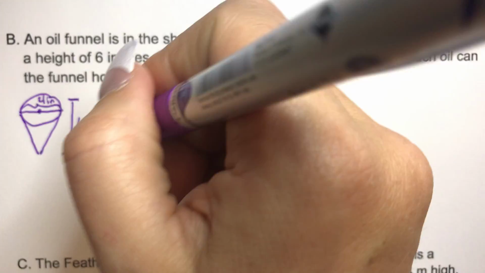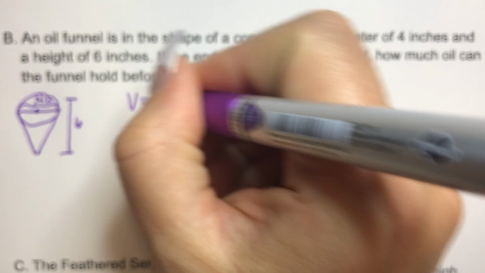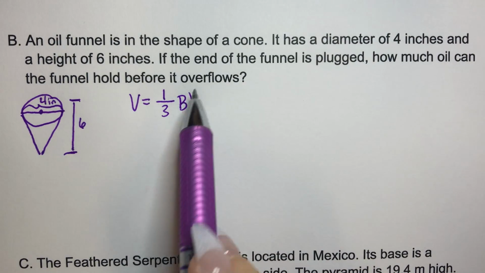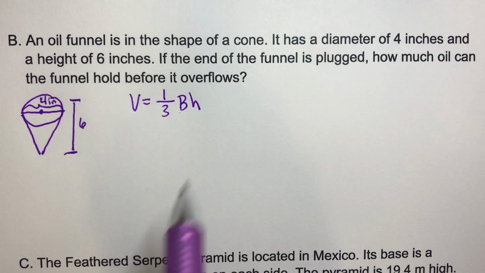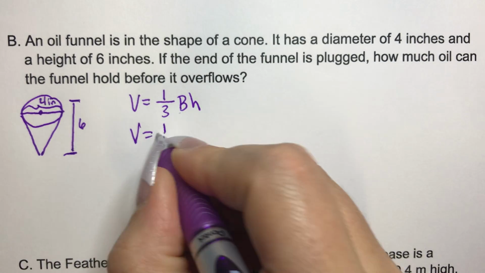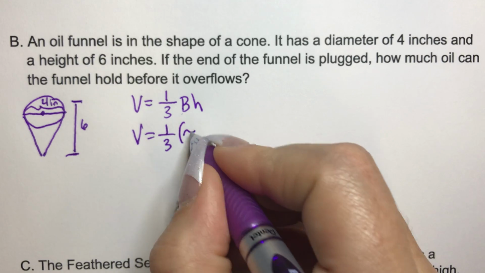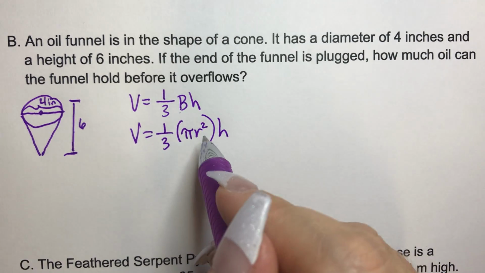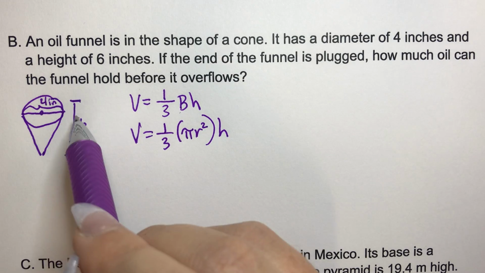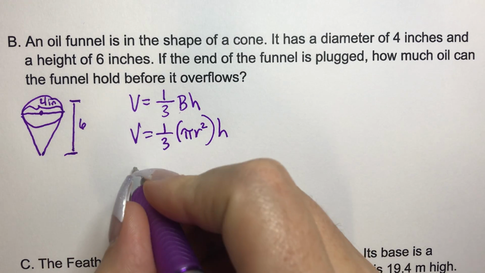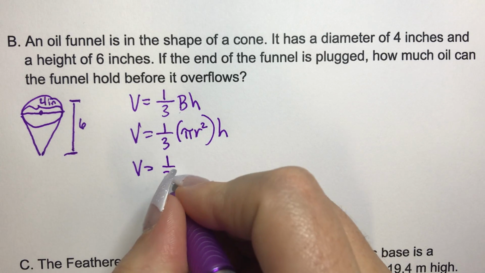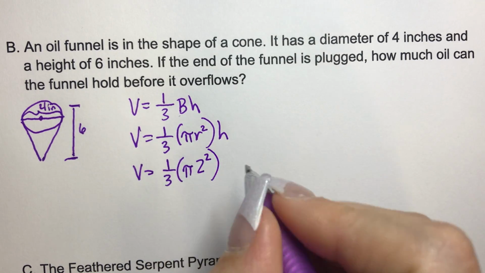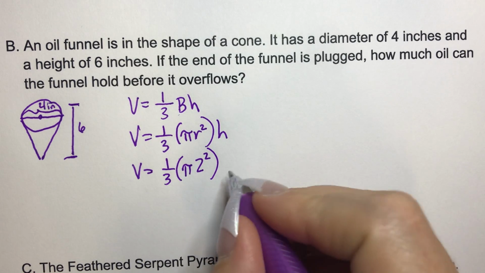So we know the volume formula, right? Volume equals 1/3 base times height. The area of this base is a circle. So that means that the formula is 1/3 pi r squared times the height. Now what is the radius? Well, the diameter is 4, so that means the radius is 2. So that's going to be 2 squared times the height, and the height is 6.